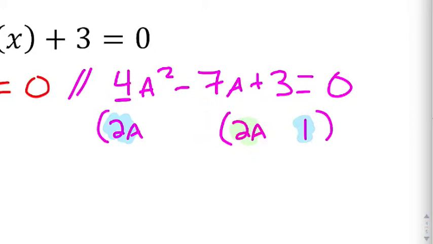Instead of 2a and a, what if I use 4 and 1? Because that's another way I can make 4. So what if I put a 4a here, and I put a 1a here? That might work. Okay, so 4 times, let's get our coloring back.